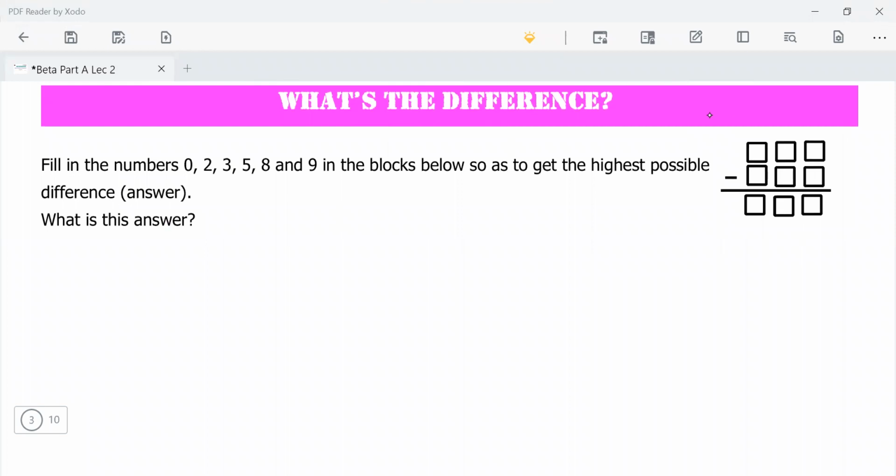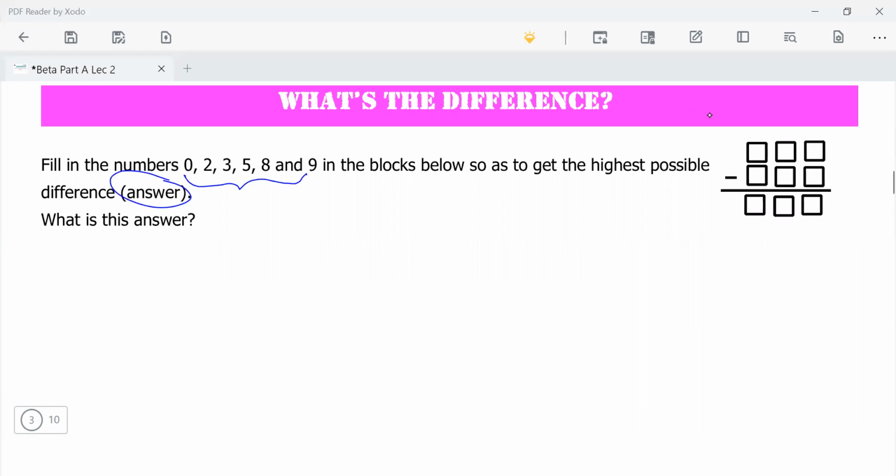Some of them can become quite difficult later on, but not these for today. I trust most of them are within your grasp and easy to follow. Let's go through them and see what they require. Fill in the numbers 0, 2, 3, 5, 8, and 9 in the blocks so that you get the highest possible difference or answer. What is the answer?